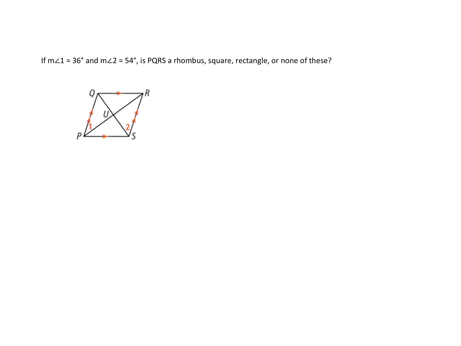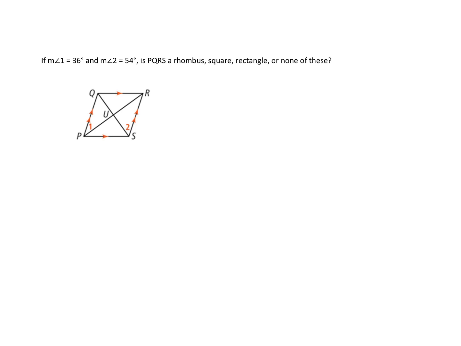All right, so if the measure of angle 1 equals 36 degrees and the measure of angle 2 equals 54 degrees, is PQRS a rhombus, square, rectangle, or none of those? Maybe we don't have the right information to say that it's any of those. Okay, so a couple ways we can approach this.